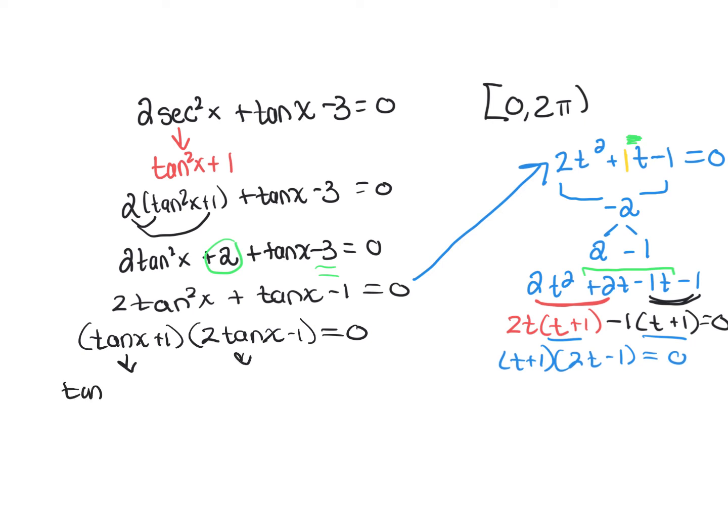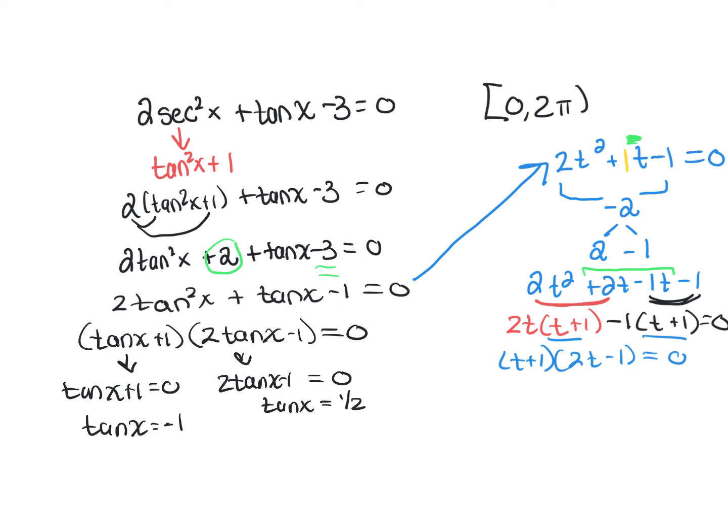So you get tangent x plus 1 equals 0 and 2 tangent x minus 1 equals 0. So for the first piece, I get tangent x equals negative 1. For the second piece, I get tangent x equals 1/2.